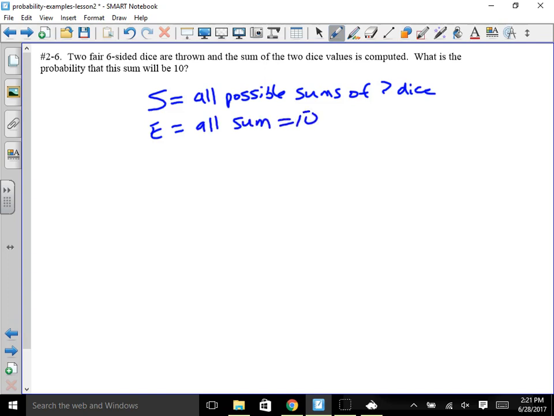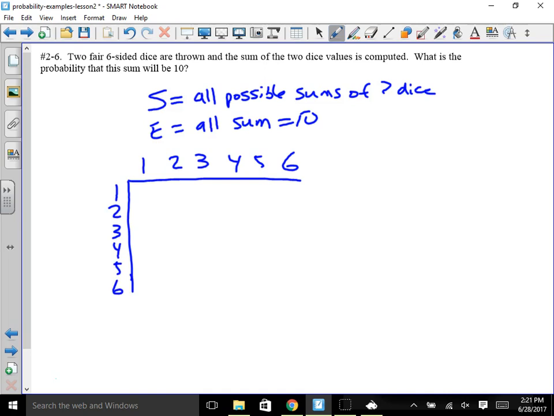Okay, so one way to deal with 2 dice is maybe let's make a grid. We've got the first dice. We could have a 1, 2, 3, 4, 5, or 6, and all of those are equally likely to happen. And the second dice could also have a 1, 2, 3, 4, 5, or 6, and that's going to give us different sums. Let's actually, in red here, write what the sum is of that.